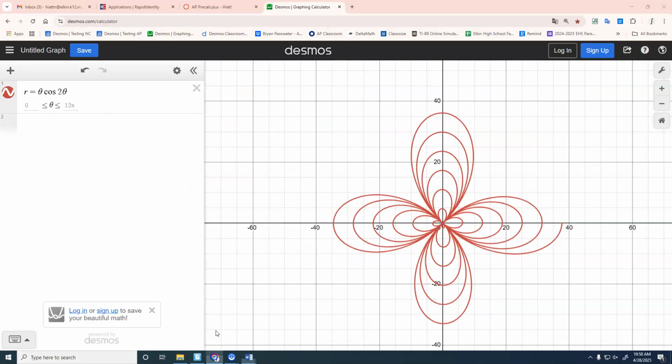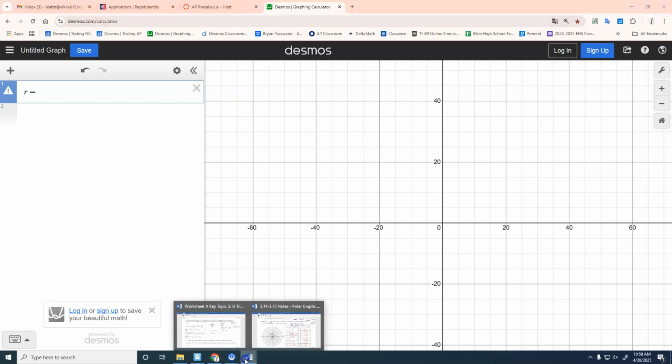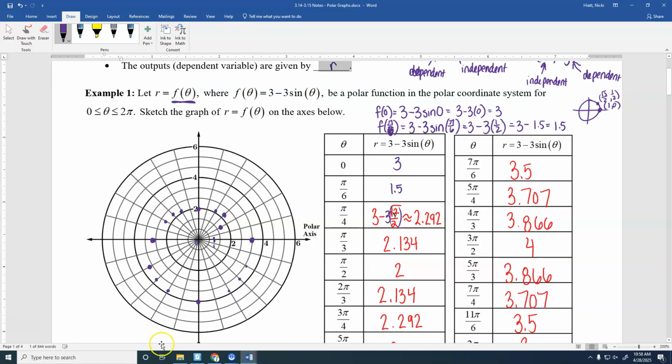Okay, let's look at Desmos and see what it does whenever I graph r equals, what do we have? Right here. 3 minus 3 sine.